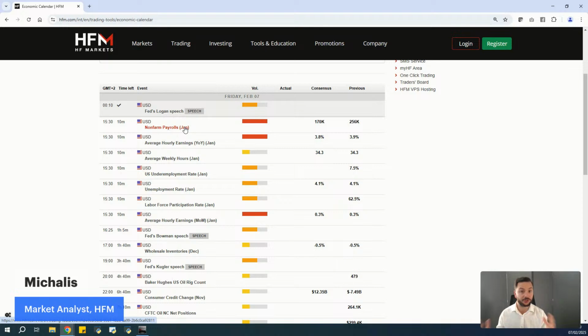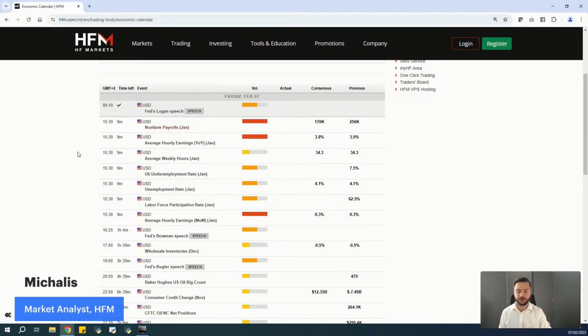Average hourly earnings just confirms how much salaries month by month are increasing or are static or have declined. The main announcement will be the non-farm payroll figure: how many more employed individuals there have been in the previous month.